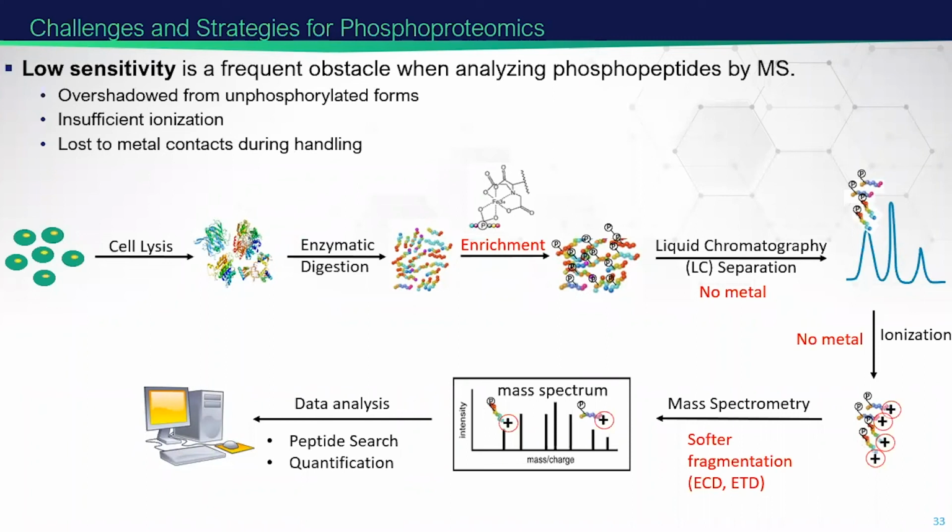Also, if you want to really see the fragmentations, especially the localization of the phosphosite, you need to use softer fragmentation techniques when you set up your mass spectrometry runs. And in the end, when you analyze your data, you also need to have some sophisticated software to help you localize the phosphosites.